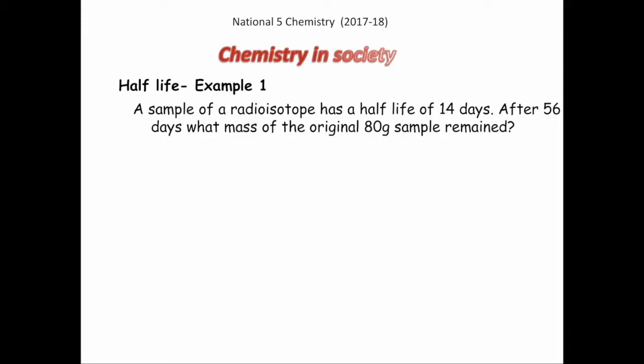Now we have a few questions in this. So first is, a sample of a radioisotope has a half-life of 14 days. After 56 days, what mass of the original 80-gram sample remained? So a sample of 80 grams has a half-life of 14 days, and we are now looking at it after 56 days. So 56 days is 14 times 4, which means that the substance undergoes 4 half-lives.